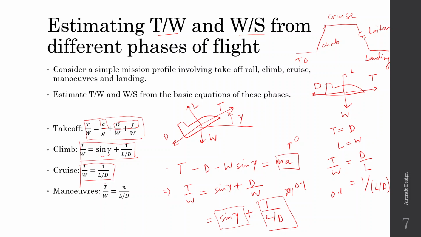Finally, if you consider the maneuvers, during maneuvers you know that the lift is equal to N times the weight. So since the lift is equal to N times the weight, if you plug it into the equations, you can get that for maneuvers the thrust loading is N by L by D. So it is quite intuitive also: during maneuvers, since you require N times the force, the thrust loading is also N times.